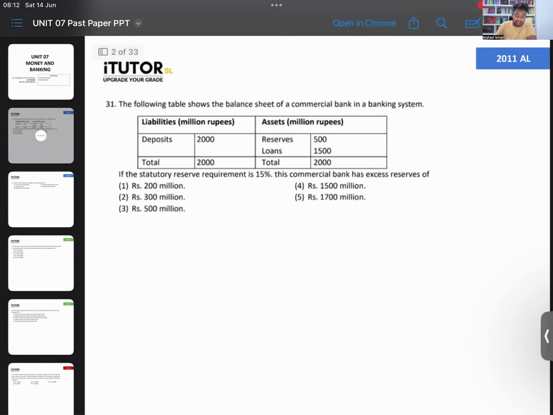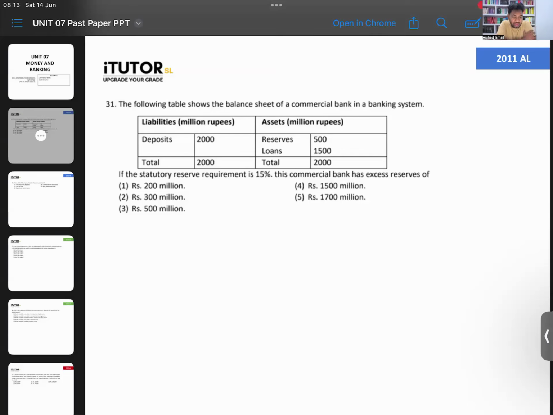So starting off, a question from the 2011 A-level paper. The question says, the following table shows the balance sheet of a commercial bank in a banking system. Now, usually, one tip I would give you is when you get a credit creation question, and if they give you some information, some balance sheet, the first thing you have to figure out is whether they have given you a single bank's balance sheet or the balance sheet of the entire banking system. Because based on that, how you approach the question can be a bit different.